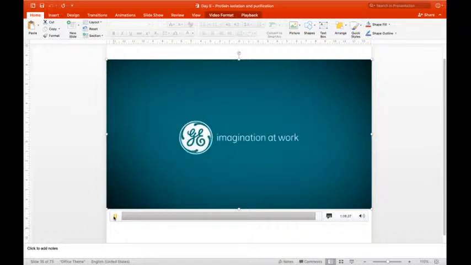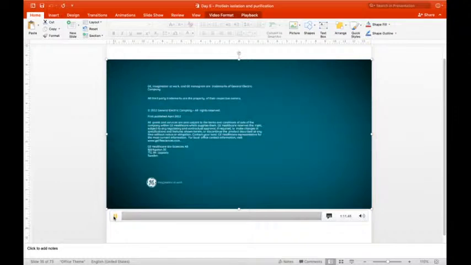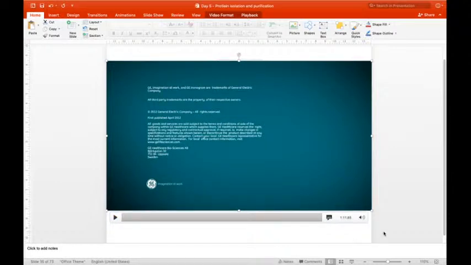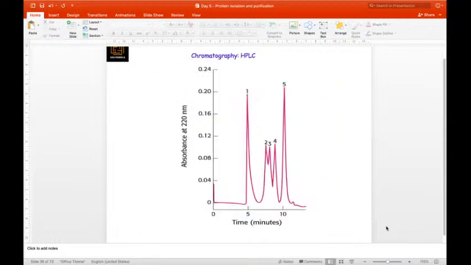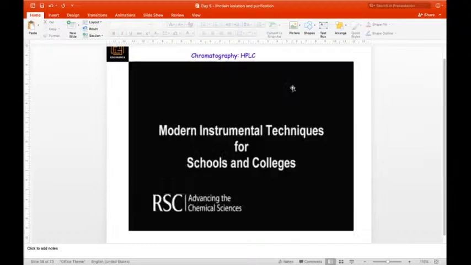So that was about affinity chromatography. Then comes the chromatography, HPLC. That is high pressure liquid chromatography, in which you can separate your molecules on the basis of the columns. So these are the various peaks you can see of your things.